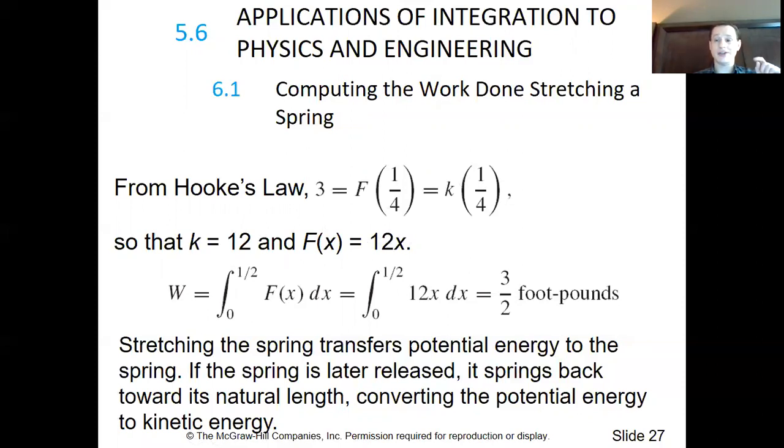Integrate both sides. Integrate the left, you get work, just W. On the right, you're pulling it from 0 to 1/2 of a foot now, so the limits are from 0 to 1/2 for x. Plug in your stuff and you get 3/2.